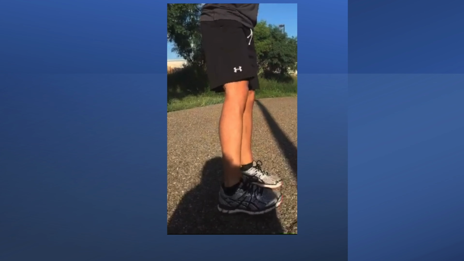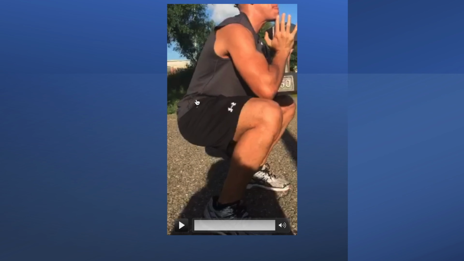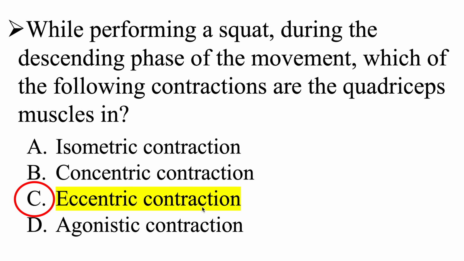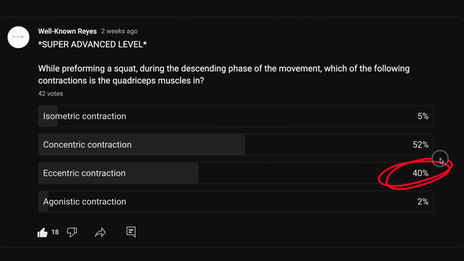Now let's take a look at the descending phase. So here during the descending phase, my quadricep muscles are lengthening. Remember that whenever I ascend, they are going to extend at the leg, but when I descend, they are going to lengthen. My quadricep muscles are in the eccentric contraction. And so the correct answer here is the eccentric contraction. When I perform a squat during the descending phase, my quadricep muscles are lengthening, which is going to be the eccentric contraction of this movement. 40% of you got this answer correct.